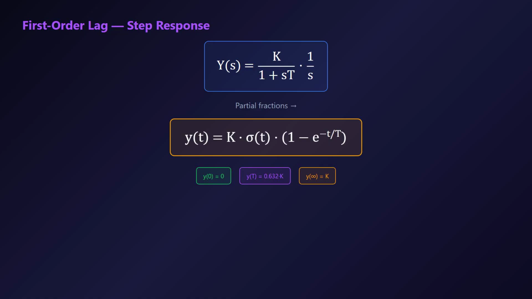To find the step response, we compute y of s equals K over 1 plus sT times 1 over s. Using partial fraction decomposition, we get y of t equals K times sigma of t times 1 minus e to the minus t over T. The output starts at 0 and exponentially approaches the final value K.